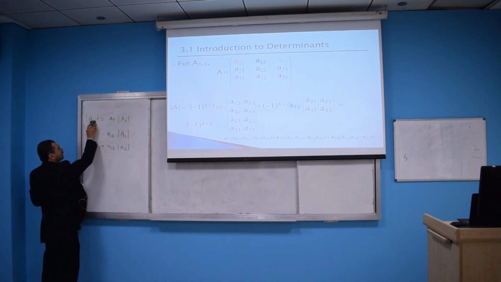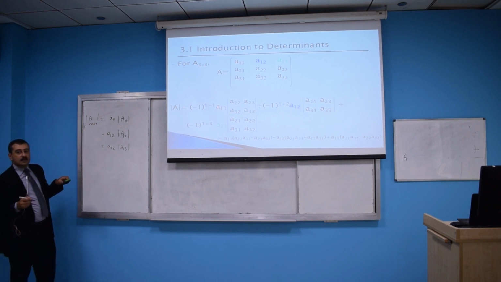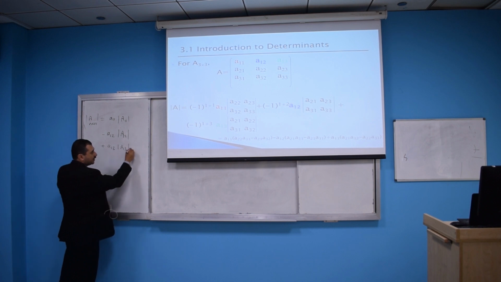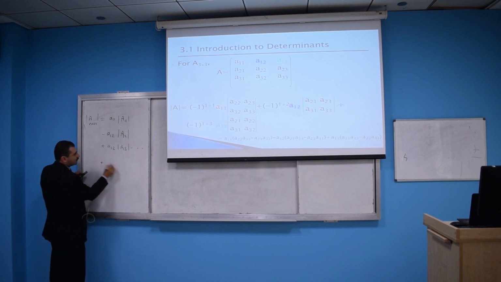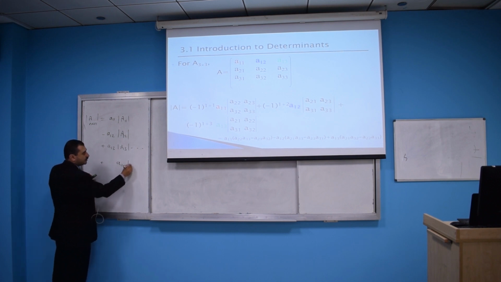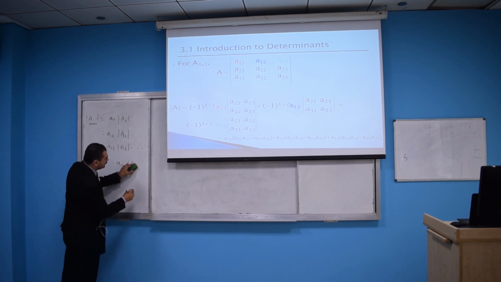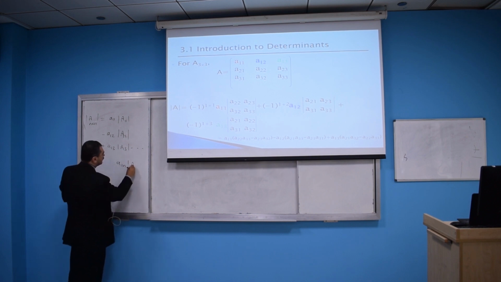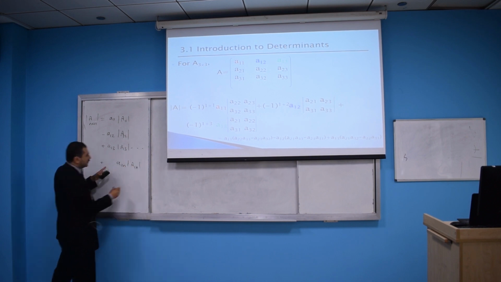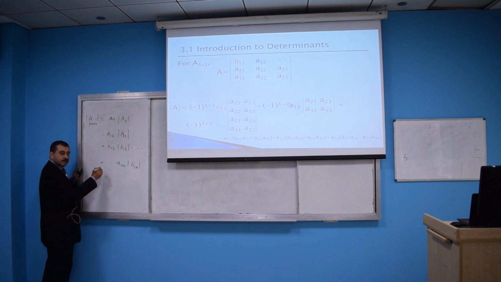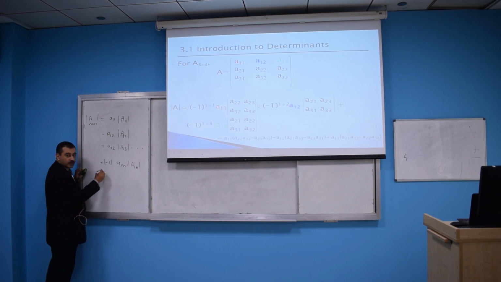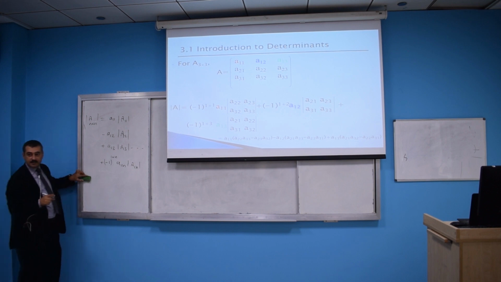But if you have n by n, then up to the last entry, which would be A1n minor A1n, right? And here the sign would depend on n, so I can write it as -1 power 1 plus n, the sum of these terms, right?